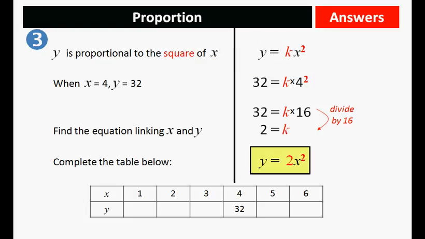And now we know the relationship between x and y, it's easy to fill in the table. 2 times 1 squared, 2 times 1 times 1 is 2, 2 times 2 squared, 2 times 2 times 2 is 8, 2 times 3 squared, 2 times 3 times 3 is 18, and so on and so on.